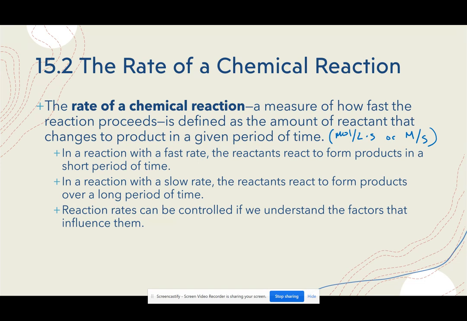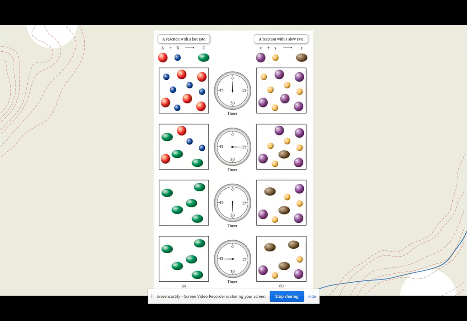In a reaction with a fast rate, the reactants form products quickly. In a reaction with a slow rate, it takes longer for reactants to form products. Reaction rates can be controlled if we understand the factors that influence rates of reaction. So you can just see here, this one on the left is a fast reaction. The one on the right is a slower reaction.